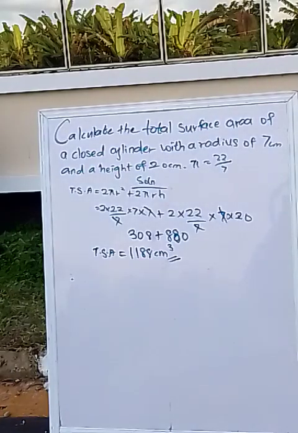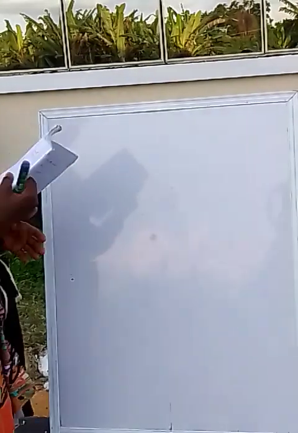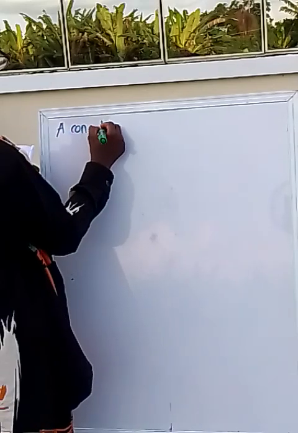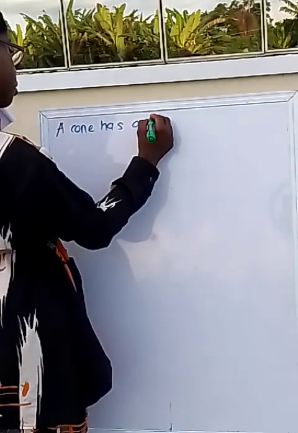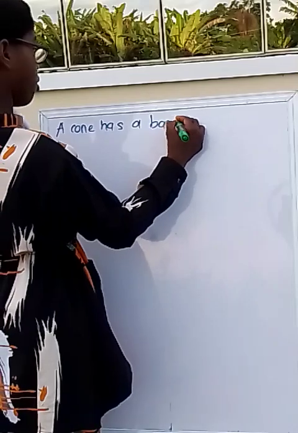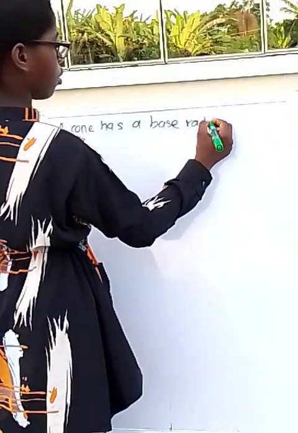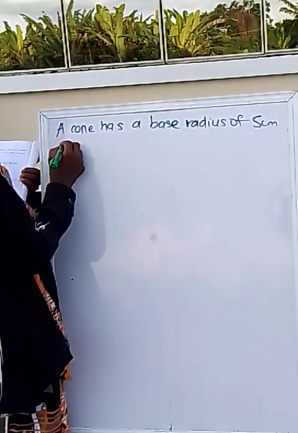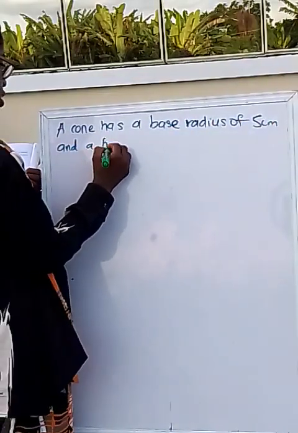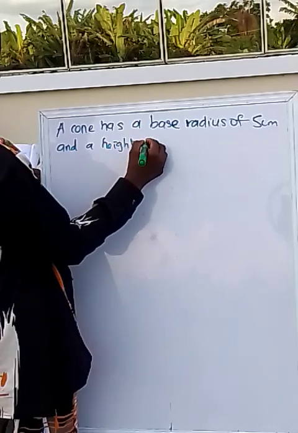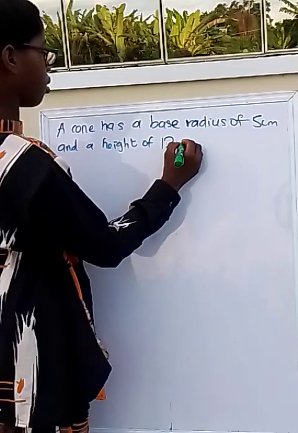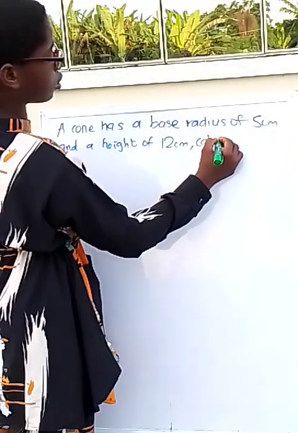Let's continue. A cone has a base radius of 5 centimeter and a height of 12 centimeter. Calculate A. Slant height.